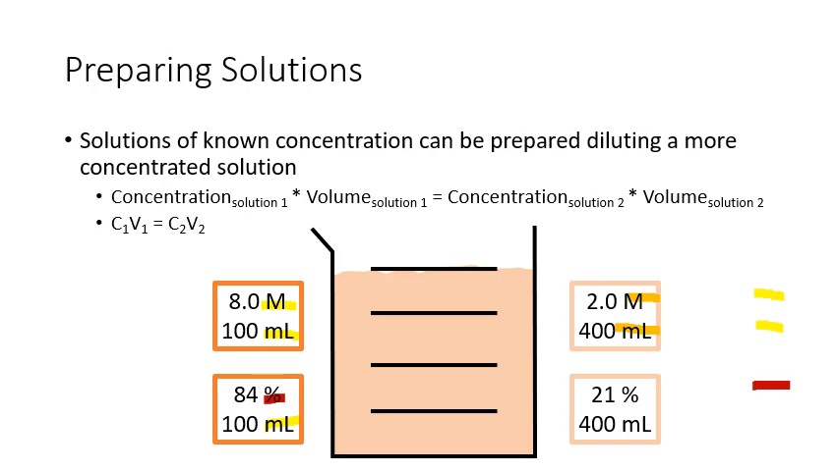Or for the one down here, we went from an 84% solution in 100 milliliters to a 21% solution in 400 milliliters. So if you want to dilute something, you can figure out the concentrations by doing this kind of ratio calculation. So it's really useful to be able to dissolve stuff and then dilute it to a lower concentration, versus making a really large solution with a small amount. You can make a very concentrated solution and then add that to a larger amount.